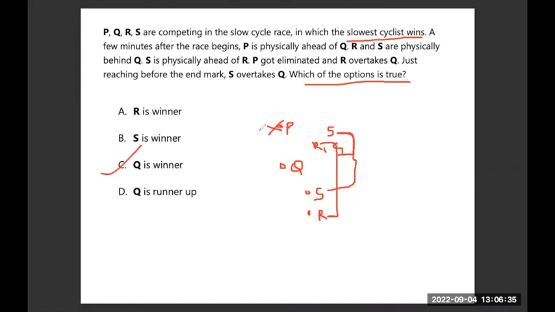Q is the last person to reach the finish line. P is eliminated, so we don't have to worry about it. But Q is the last person to reach the finish line, and that's why Q is the winner. Q is not a runner-up, S is not a winner, and R is not a winner. This is the only condition which is possible.